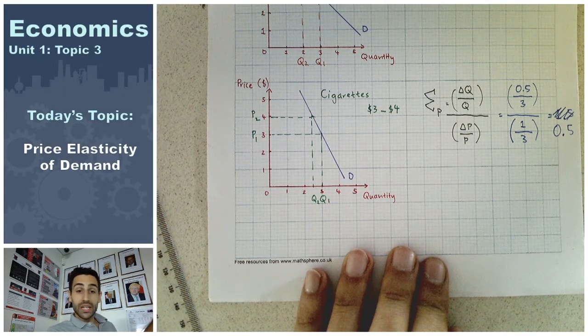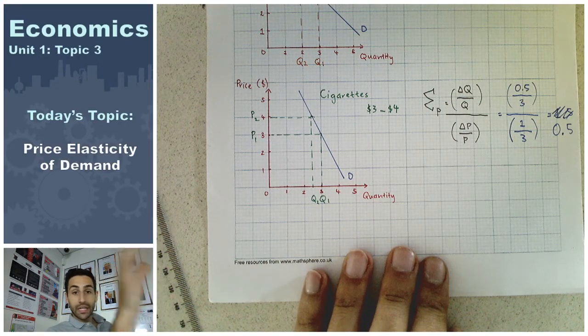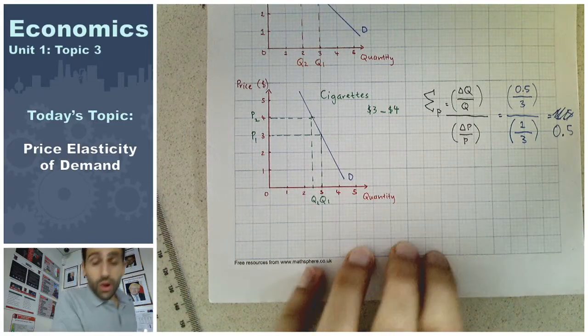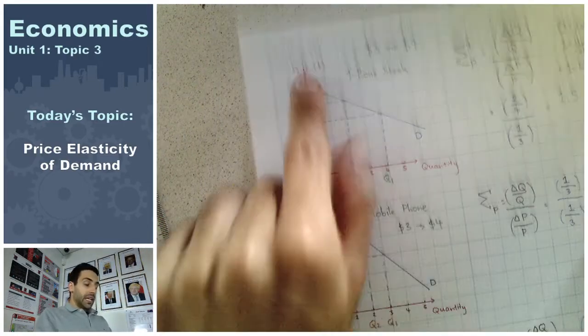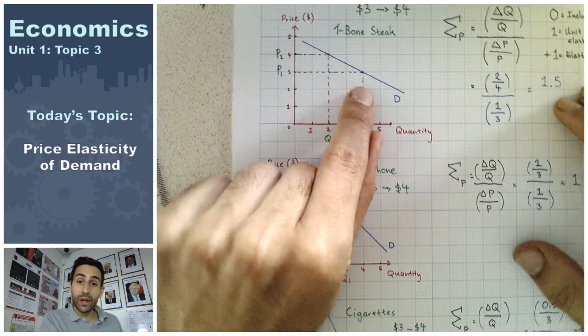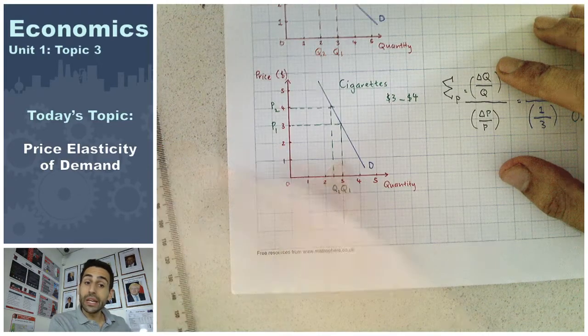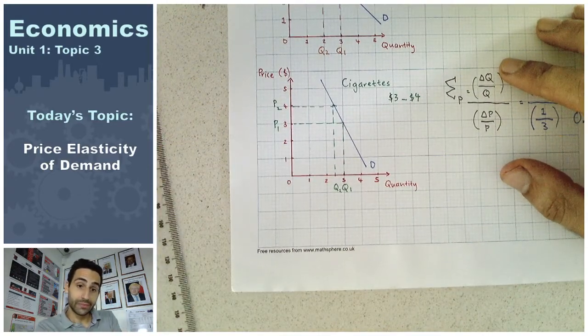So cigarettes are definitely inelastic. They might get more expensive, but that doesn't necessarily mean that people who are addicted are going to buy less of them. Not at all. What you've probably noticed on your own is that if the demand curve has a very gentle slope, like this one, it's probably elastic. If the demand curve has a very steep slope, it's probably inelastic.